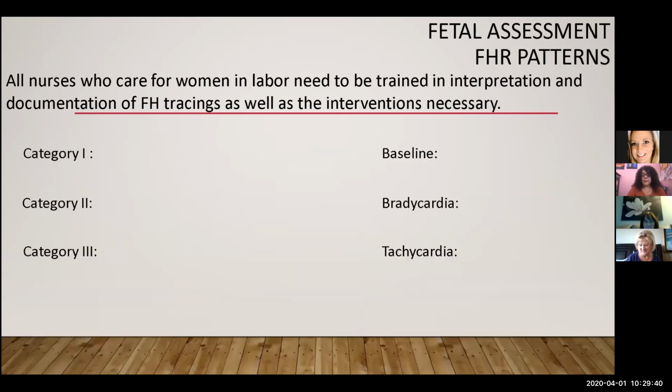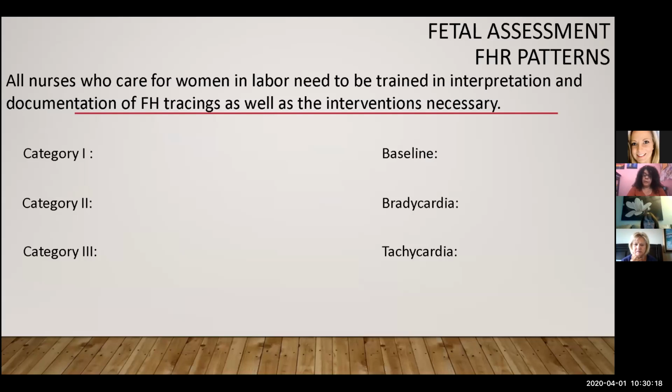Okay, so now we're going to get into the nitty-gritty of the fetal heart rate and the tracings that we've been referring to. All nurses who care for women in labor need to be trained in the interpretation and documentation of fetal heart rate tracings, as well as the interventions necessary. A lot of our nurses are actually certified in fetal heart rate tracing, so we're able to say that we are knowledge experts in the interpretation and documentation of these fetal tracings.